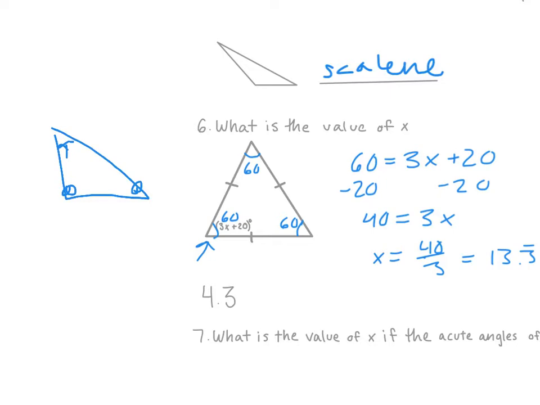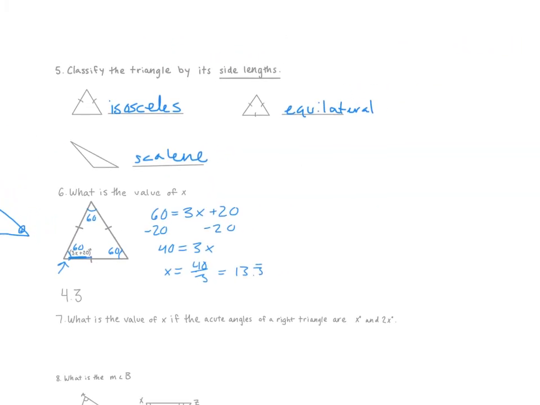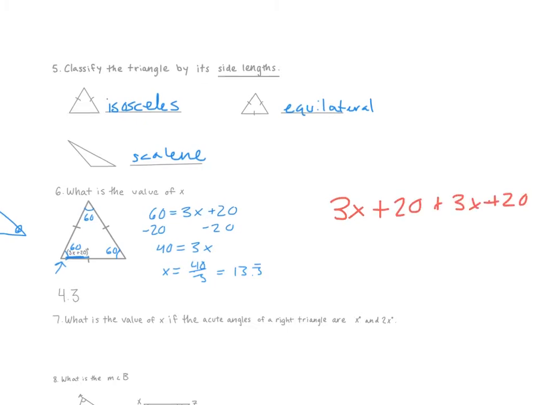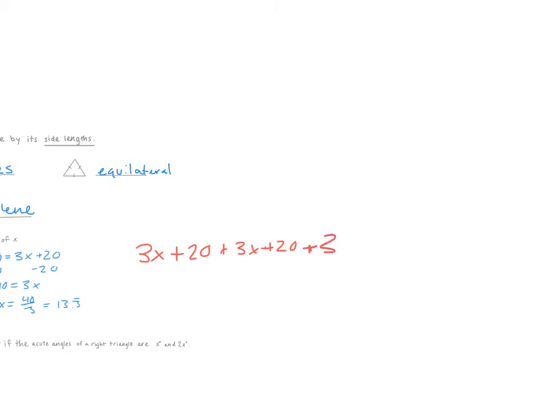So in this example, we have one angle here that's 3x plus 20. Another way to do this would be 3x plus 20 plus 3x plus 20 plus 3x plus 20, because we know that all three angles are 3x plus 20, and set this equal to 180, and we can solve that way.